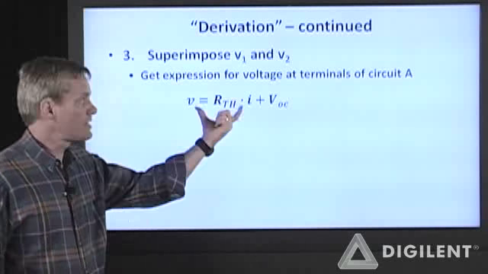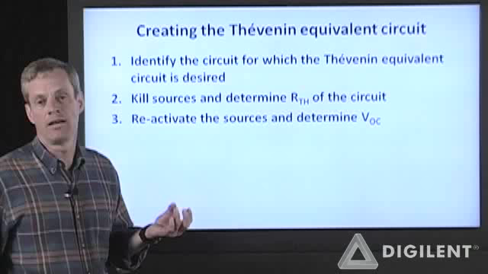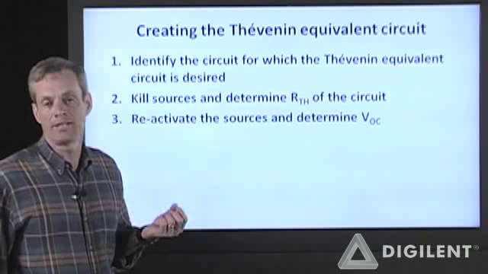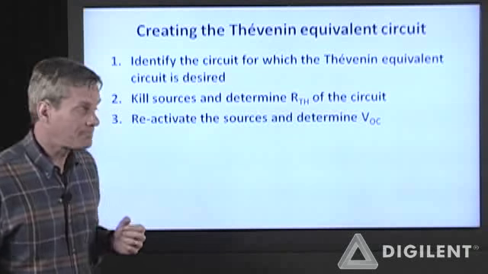Now within your remaining circuit here, you need to kill all the sources, look into the terminals that the load was connected to, and determine the equivalent resistance, which is going to be your Thevenin resistance, RTH. After you've got that, you reactivate the sources. Removal of this load will have already left those terminals open, so you reactivate the sources and you determine VOC. You can determine VOC using any circuit analysis technique you want. So far we've talked about KVL, KCL, Ohm's law, circuit reduction, nodal analysis, and mesh analysis. Any or all of those analysis techniques are appropriate for determining this.